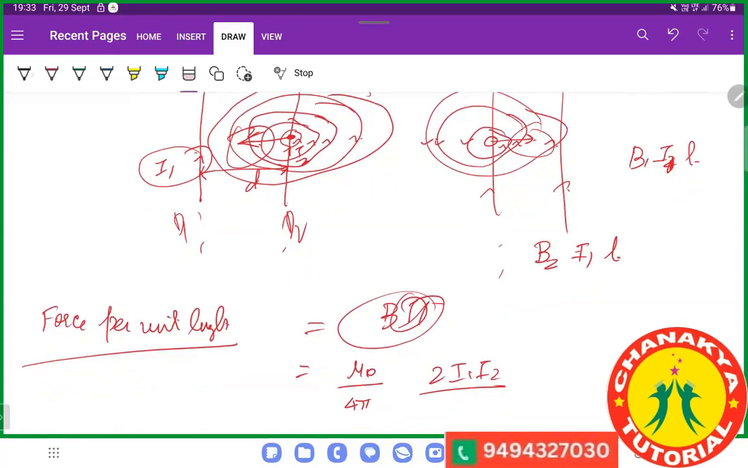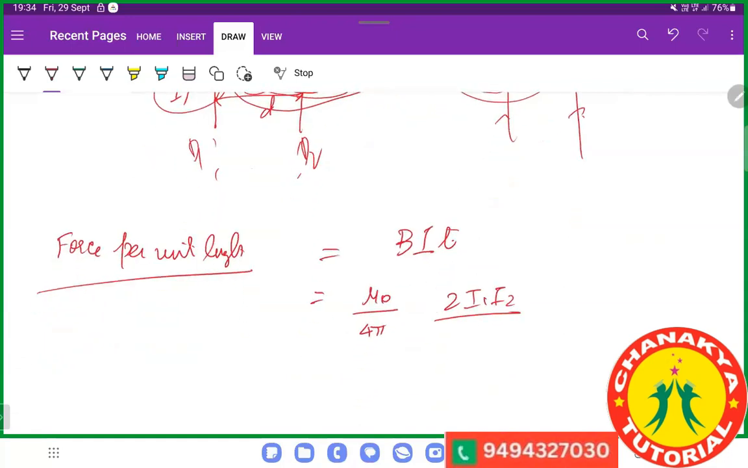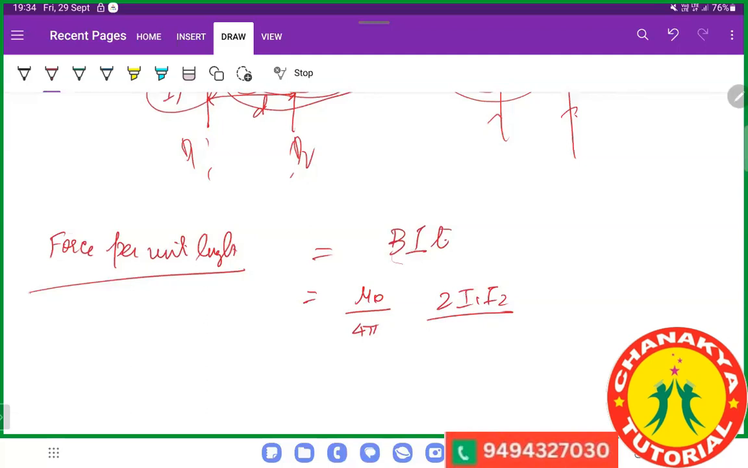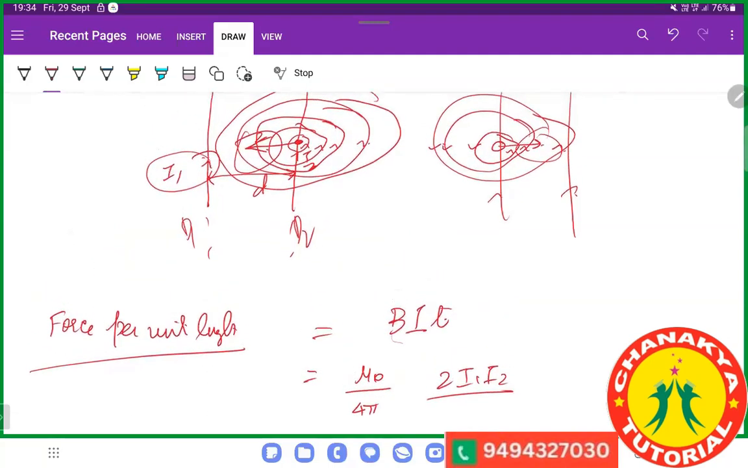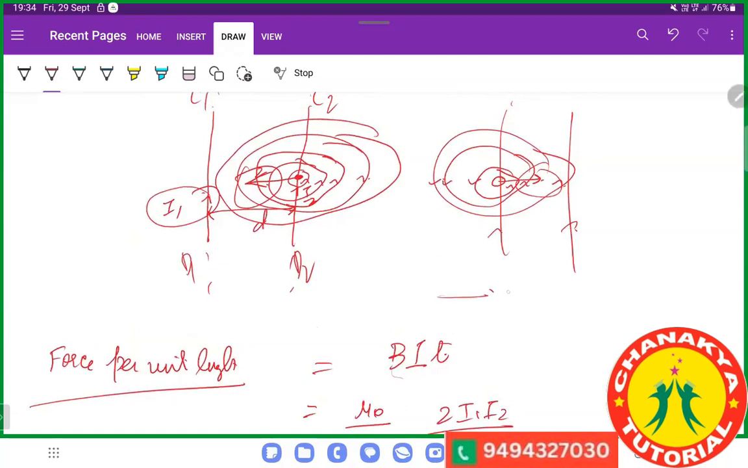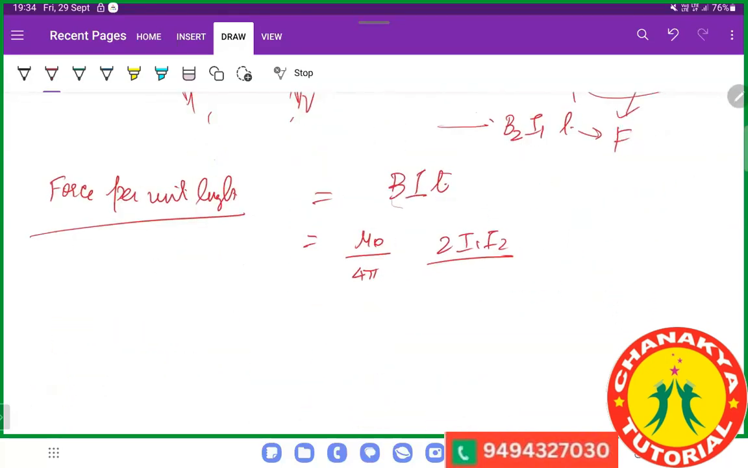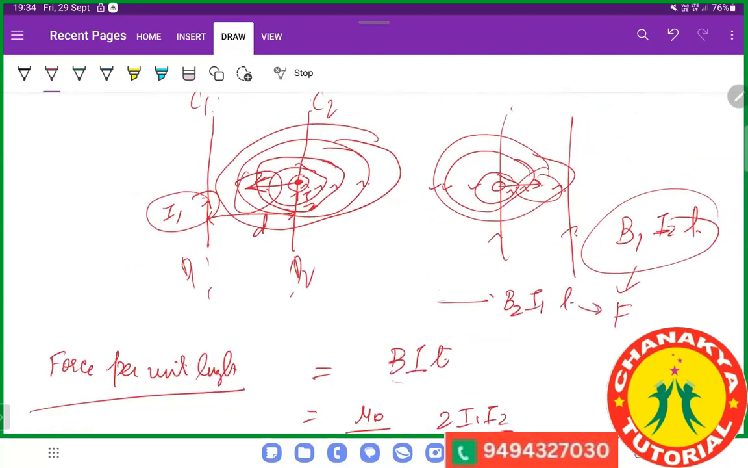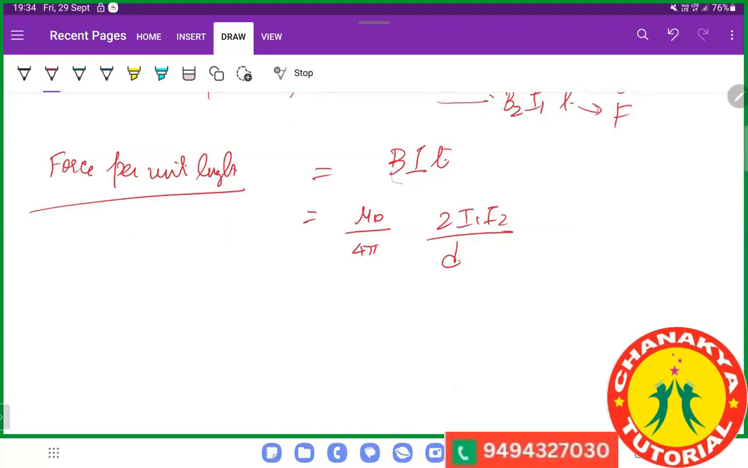So the magnetic field is due to the opposite current element. One current produces the field, and the force acts on the other current. Force on this one is I1 with magnetic field 2. Same goes here: force with magnetic field 1, B1 I2 L. This is the force. If I combine both, I'll get mu naught by 4 pi, 2 I1 I2 by d. D is the distance between them; we'll not take R here, we'll take D. So this is the force per unit length.